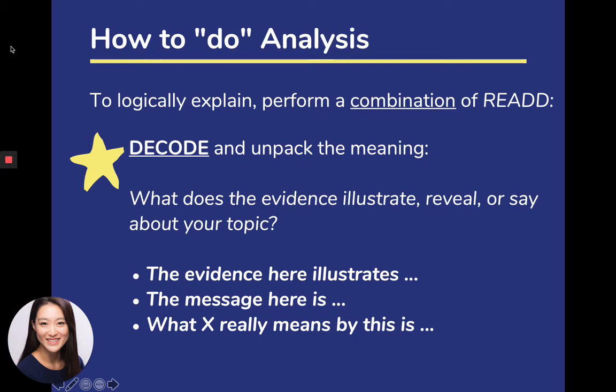Decoding the evidence means to answer the following question. What does your evidence illustrate, reveal, or say about your topic? In other words, what do you want the reader to see in this quotation or paraphrase? Evidence is not self-explanatory. Unless you point it out and explicitly state what your evidence reveals, it will not be clear to your reader. I included here some sentence stems to decode your evidence, and there's a longer list of stems in your orange booklet. Please feel free to use and adapt these.